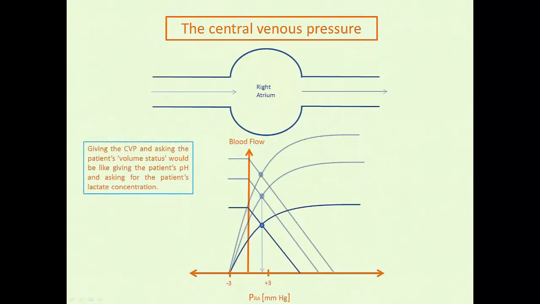And Sheldon Magder uses the analogy that you have to think of the CVP as like your pH. And your pH varies as a function of multiple physiological determinants, much like the CVP does. So asking what the patient's volume status is from their CVP would be like giving you the patient's pH and asking you for their lactate concentration. It doesn't make sense. Lactate certainly plays a role in a patient's pH, as volume status plays a role in the patient's central venous pressure.